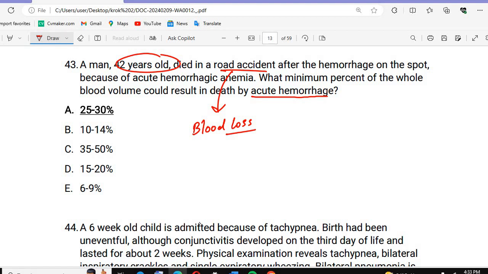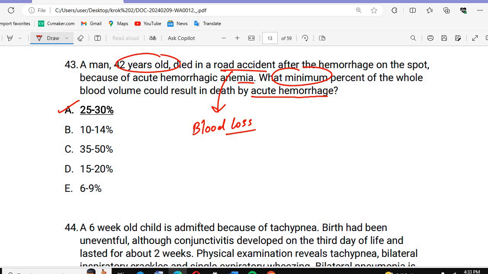After the hemorrhage on the spot because of acute hemorrhagic anemia, of course hemorrhage means there is bleeding loss, and in any road accident there can be blood loss. Now in the question, how much blood loss, what minimum percentage of the whole blood, remember that it will be 25 to 30%.